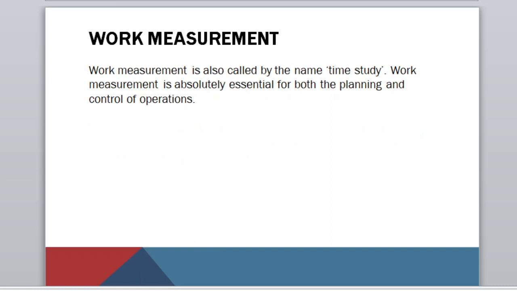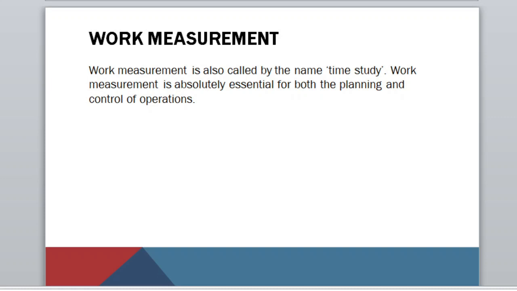Okay, next is the work measurement. So, we also learned these recording techniques of motion study, the macro motion and the micro motion. So, now we will have the work measurement. Work measurement is also called time study. Work measurement is absolutely essential for both planning and control of operations.